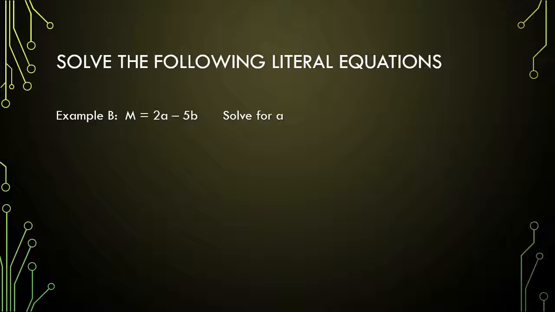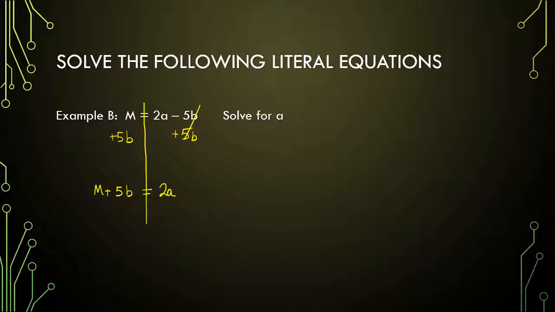For example B, we're going to solve the equation m equals 2a minus 5b for a. We're trying to get a by itself, so I need to get rid of the 2 and I need to get rid of the 5b. First thing I'm going to do is get rid of my minus 5b by adding 5b to both sides. On the right side they'll cancel, on the left side we'll have m plus 5b. We still have 2a on the right side, so we bring that down.